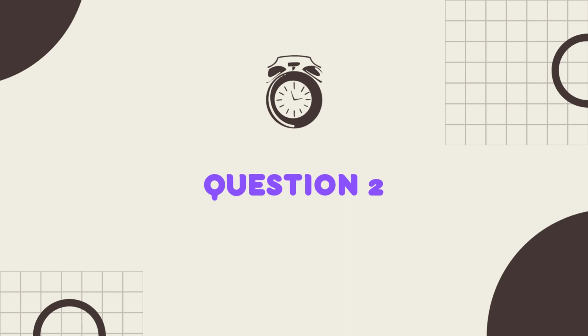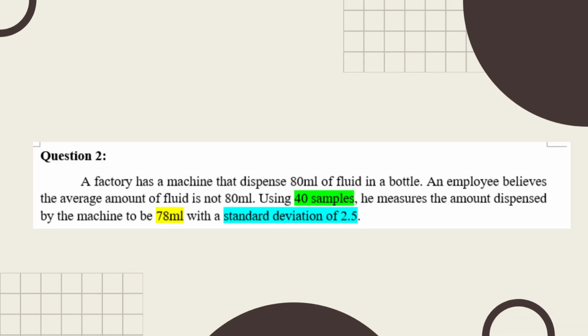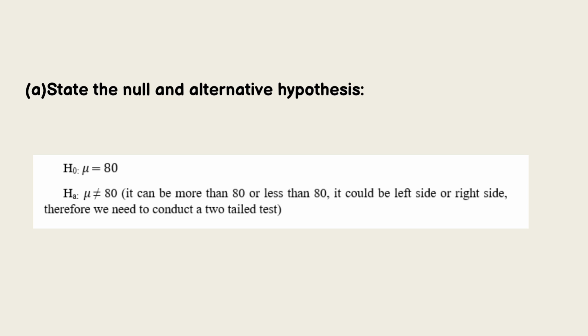Question 2. A factory has a machine that dispenses 80 ml of fluid in a bottle. An employee believes the average amount of fluid is not 80 ml. Using 40 samples, he measured the amount dispensed by the machine to be 78 ml with a standard deviation of 2.5. Question A. State the null and alternative hypothesis.